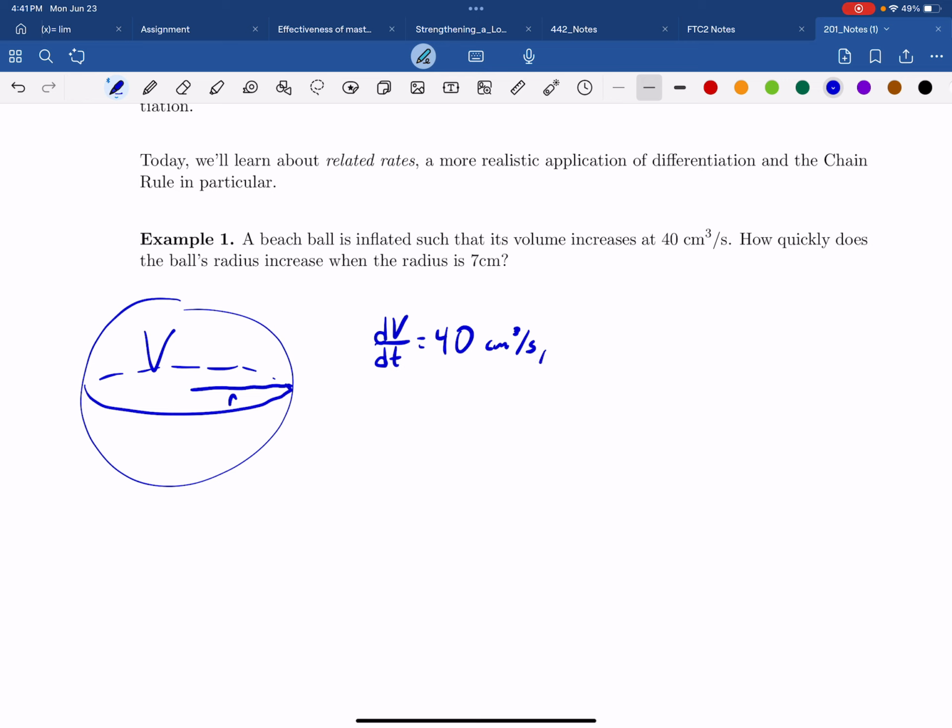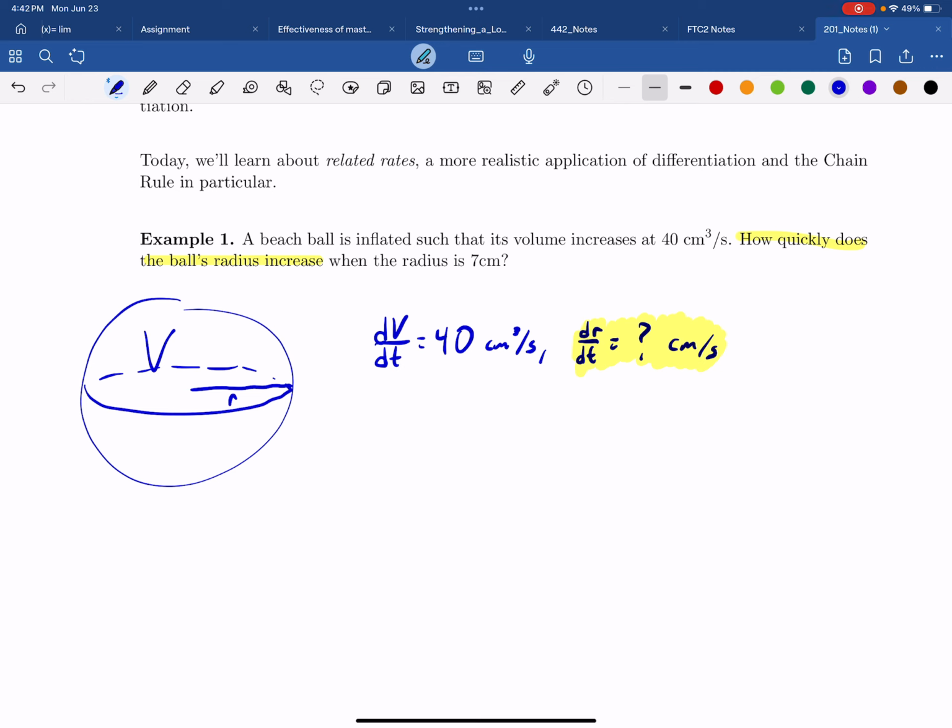And we also see that we're trying to find the rate at which the radius changes with respect to time. And note, of course, that whatever that rate is, it's going to be measured in centimeters per second. So that is what we're really trying to find. Okay?